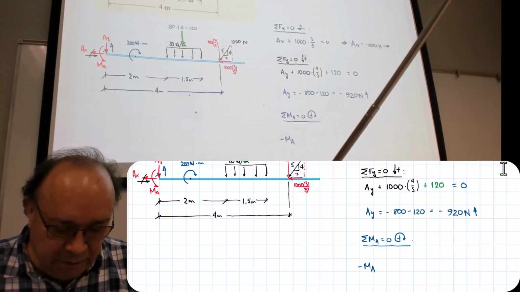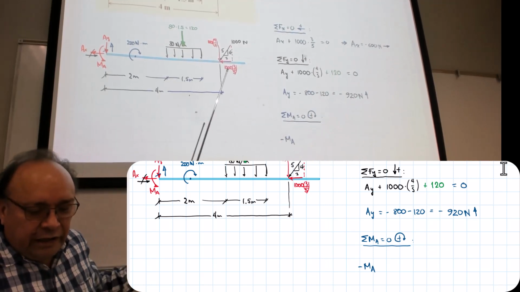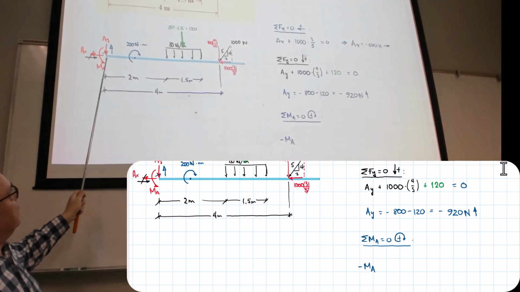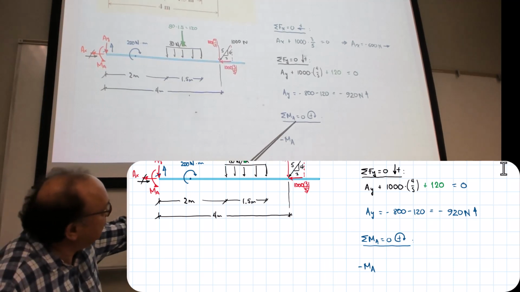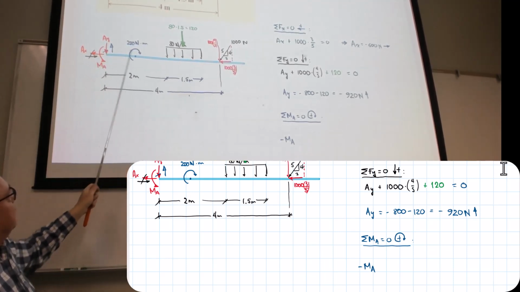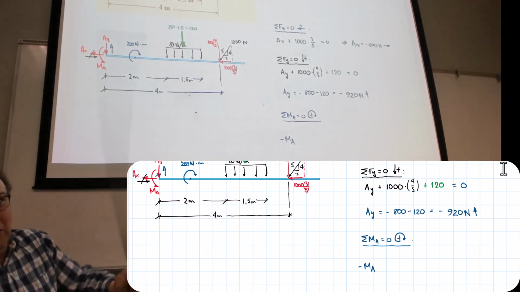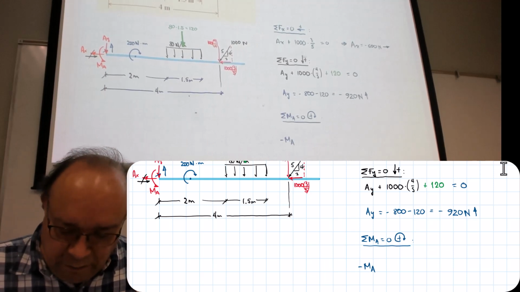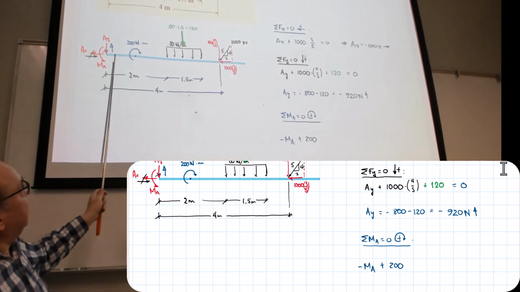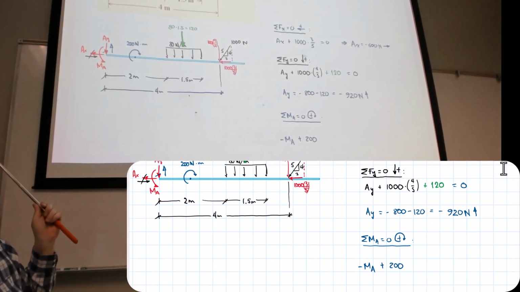Any other moment with respect to point A? The 200. The 200 newton-meters you have to put in, even though it's not here. I'm talking about moments about point A. You have to include all the moments in the beam. Because imagine that this moment you can move it here. You can move moments anywhere you want. So that will be plus 200. And you don't need to apply any distance. That's why the problem didn't give us a distance, because there's no distance for the moments.